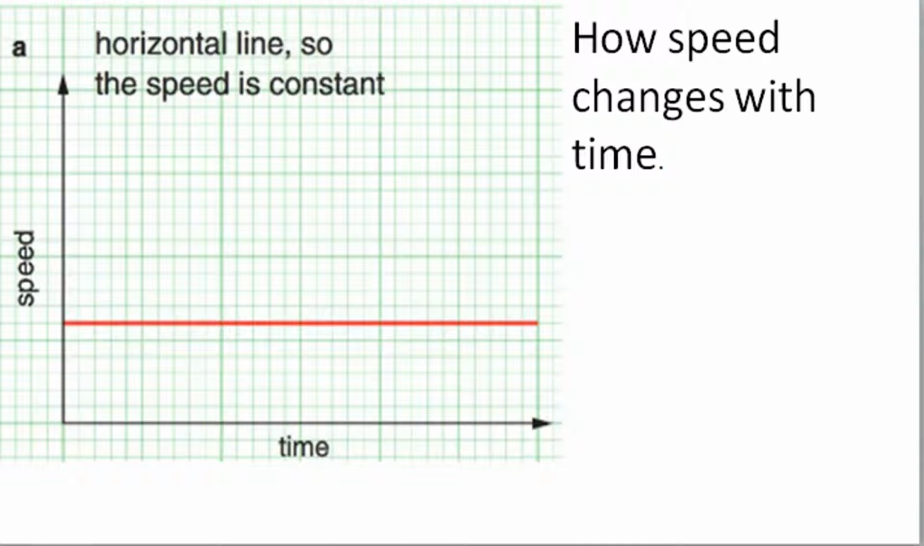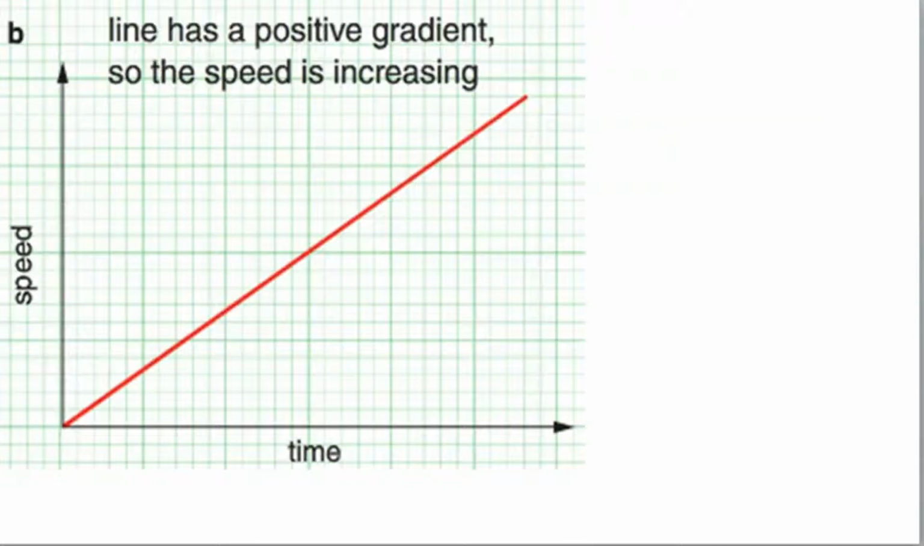Now can you remember what this horizontal line on a distance time graph would have shown? Well, on a distance time graph, it would have shown stationary, not moving. So the same line on a speed time graph means a different thing to what it means on a distance time graph. So you must look at this axis label here very, very carefully to make sure you don't get them mixed up.